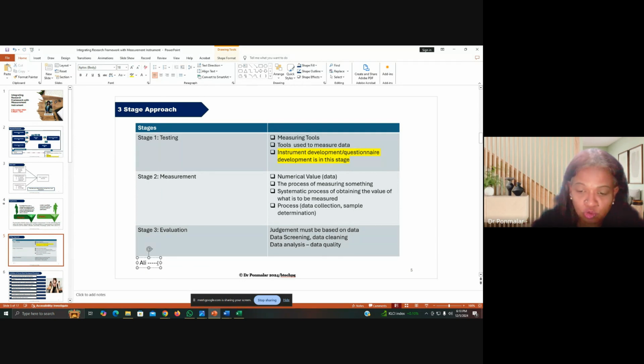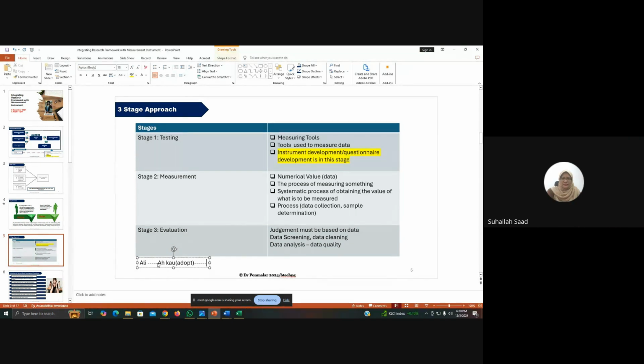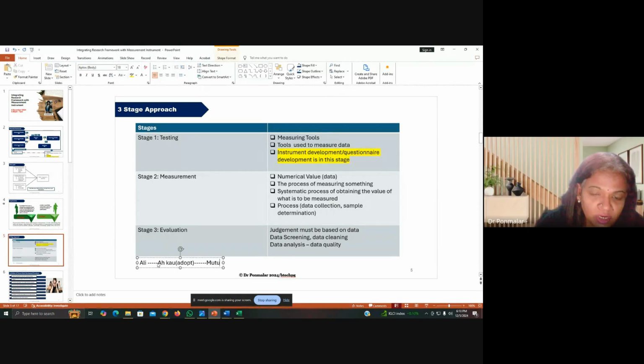Ali is the one who originally developed the scale. And then Akal ambil dari Ali. Bila dari Ali, apa dia buat? Dia adopt. Betul kan? Betul. Okay. And then Mutu pula ambil daripada Akal. Dia adopt lagi. After that, Aminah pula ambil daripada Mutu. Dia adopt lagi.